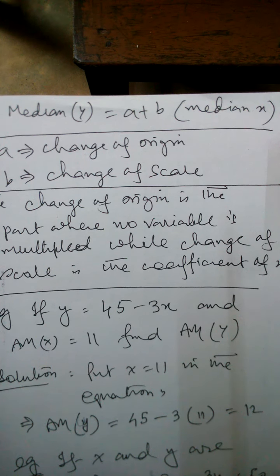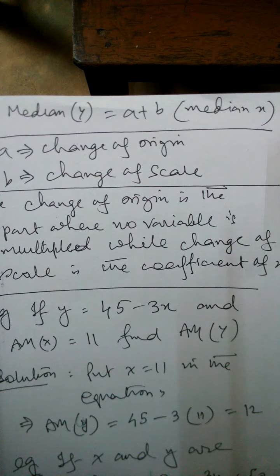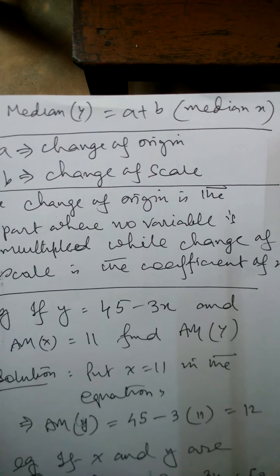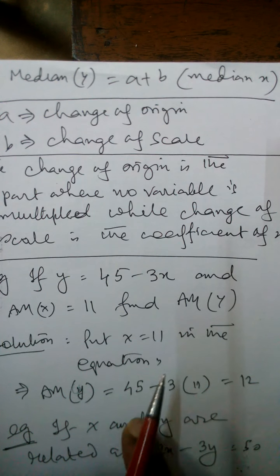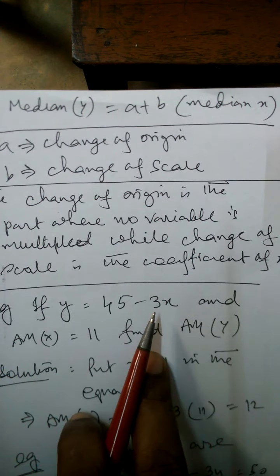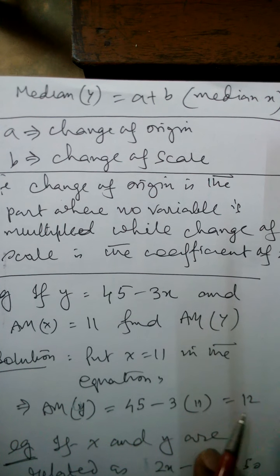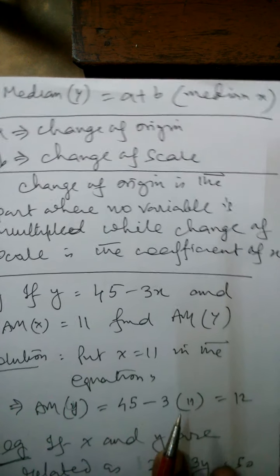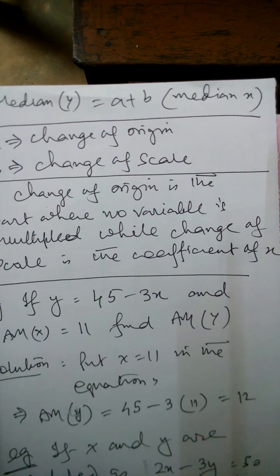Putting the value, getting the answer. What is putting and getting? X is 11. No, x is not 11. It is the mean of x that is 11. Don't need to do more. This is a shortcut concept to do it a quicker way. Putting x as 11, what is the value of y then? We put x is 11, then 3x is 33. 45 minus 33 is 12. So this 12 is the arithmetic mean of y. That means putting and getting.